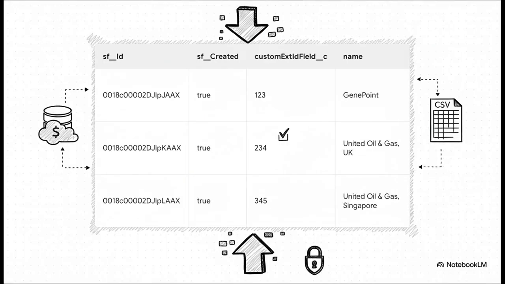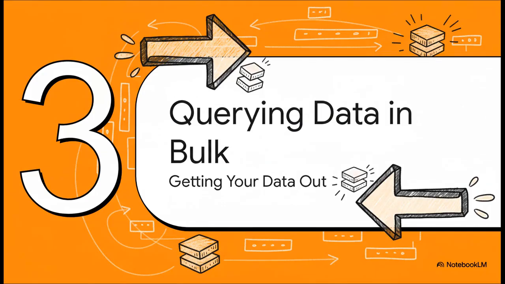So after the job is all done, this is what you get back for all your successful records. It's a nice, simple CSV that gives you the brand new Salesforce ID for each record, confirms that it was created, and shows your original data. It's clean, simple, and super easy to work with. But wait, there's more. The Bulk API isn't just a one-way street for pushing data in. It's also the absolute best way to get massive amounts of data out.